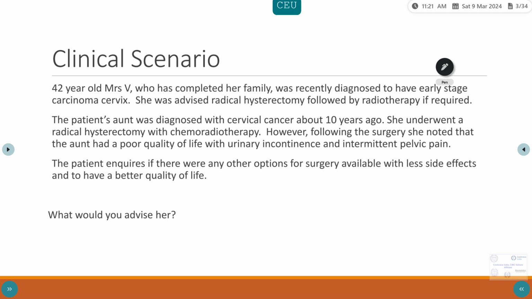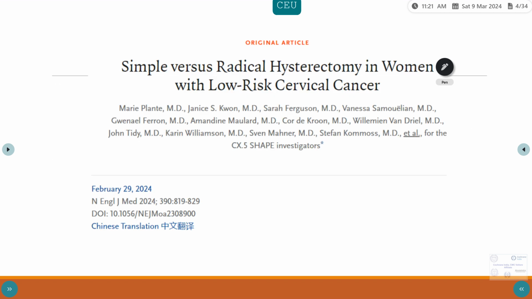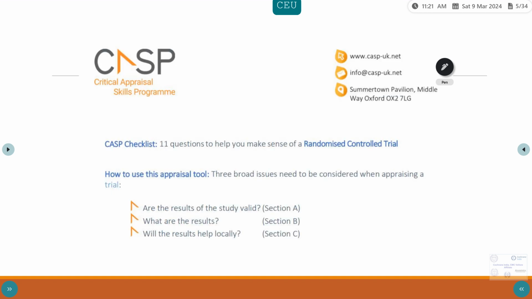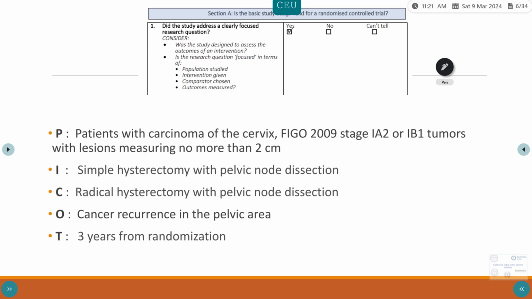To address this question, this is an article on simple versus radical hysterectomy in women with lower risk cervical cancer. It was published in NEJM recently in February. So we will be critically appraising this paper with the CASP checklist. So the first question is, did the study address a clearly focused research question? To answer this question, we want to look at the PICO statement.